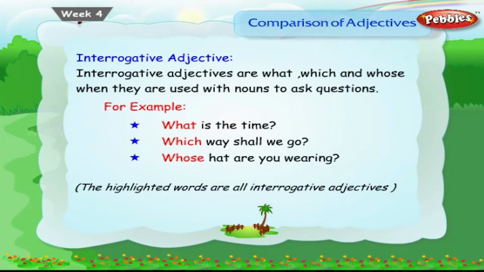Interrogative adjectives are what, which, and whose when they are used with nouns to ask questions. For example, what is the time? Which way shall we go? Whose hat are you wearing?